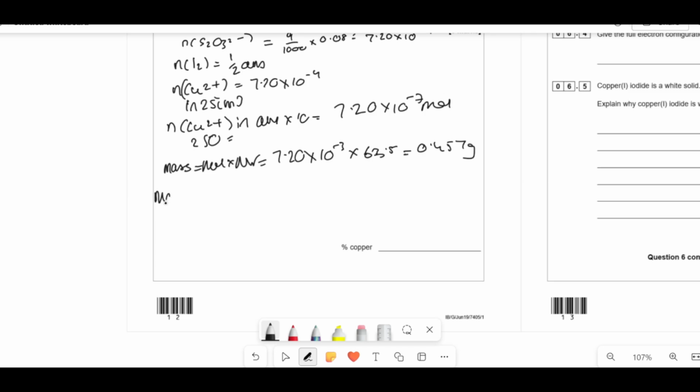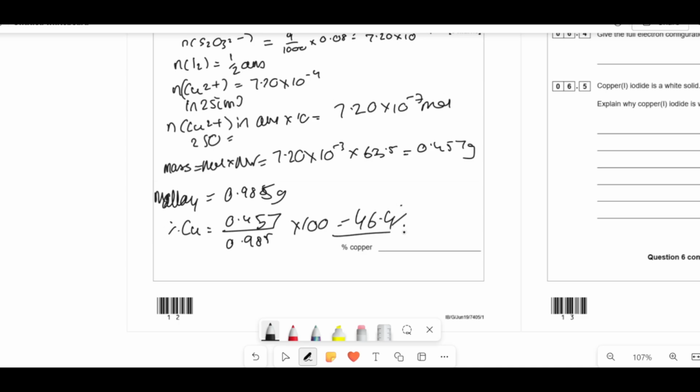So the mass of the alloy is going to be, I'm going to change that to grams. It says 0.985 grams. So then what you would do is you'd work out the percentage copper in this thing by mass, 0.457 grams of copper over 0.985 grams of alloy times 100, which is 46.4%. If you do it like this, you'll never fumble it unless you put the wrong numbers in your calculator.